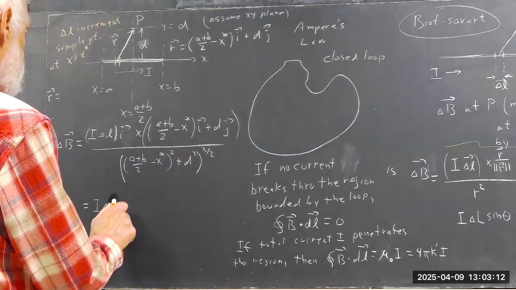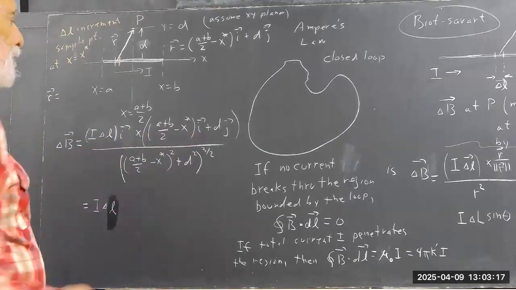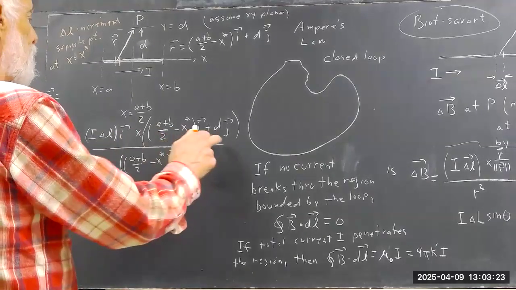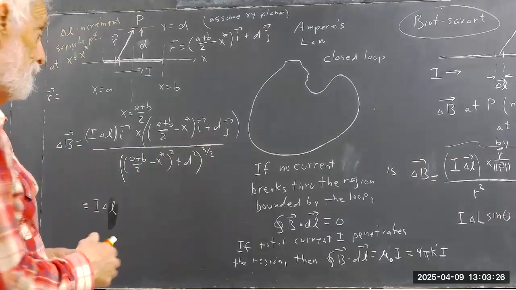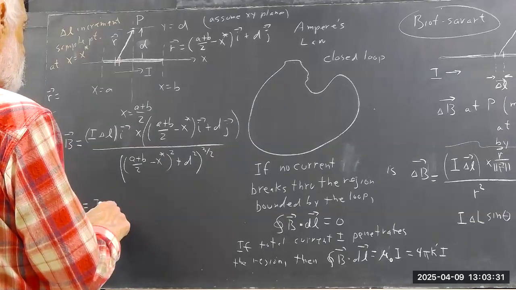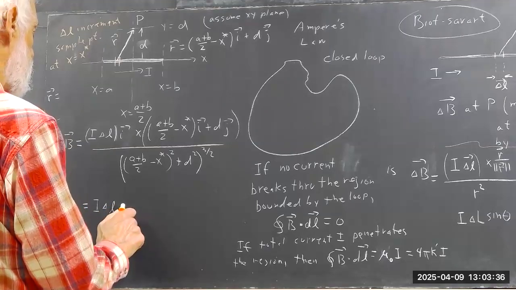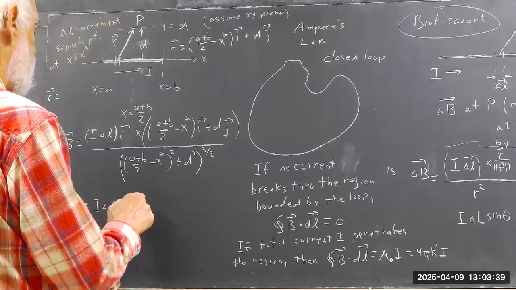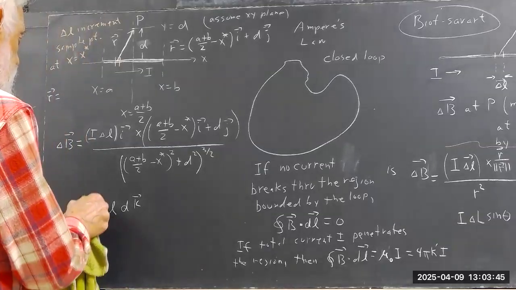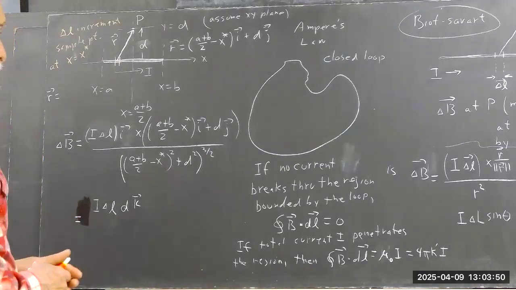Okay, so that's going to be I delta L. Well, I cross I is 0, so we don't get anything from this. And I cross J is K. I can just write it this way. That makes sense?